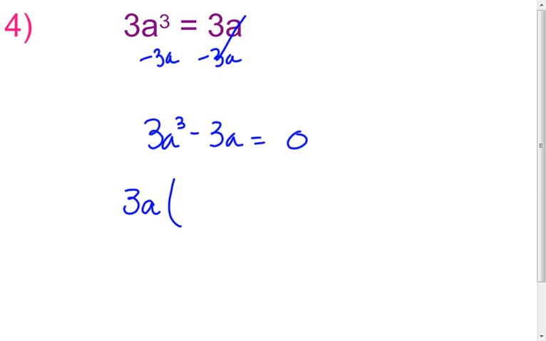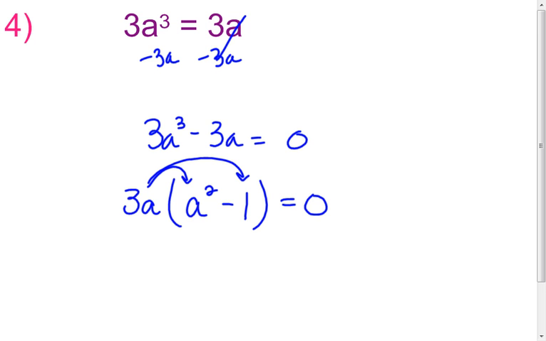Okay? So I need to figure out 3a times what is a squared, and 3a times a squared gives me 3a cubed. 3a times negative 1 gives me negative 3a. Okay, so now you're going to look. And it has 2 terms in parentheses. And when it has 2 terms, you want to check to see that it's a difference of squares.